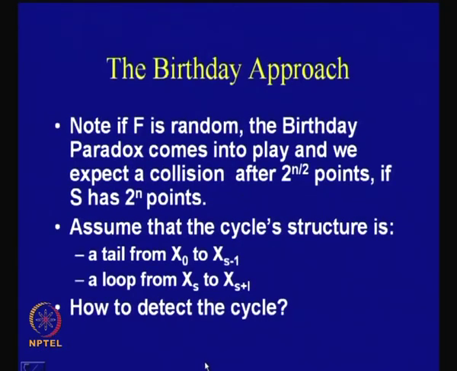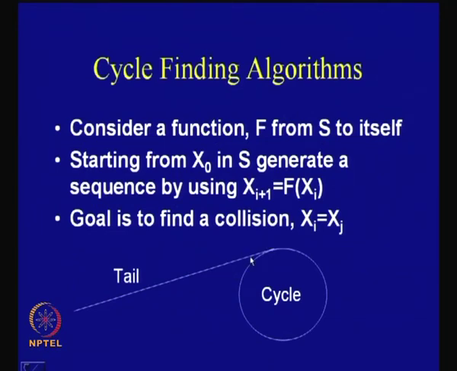So we can actually have a birthday approach. Note that if f is random, then the birthday paradox comes into play and we expect a collision after 2 to the power of n by 2 points if S has 2 to the power of n points. So assume that the cycle structure is like this: there is a tail from x0 to x_{s-1}, and there is a loop from x_s to x_{s+L}. You come here, this is the tail, and then from x_s there is a kind of cycle. So this cycle has a length of L.